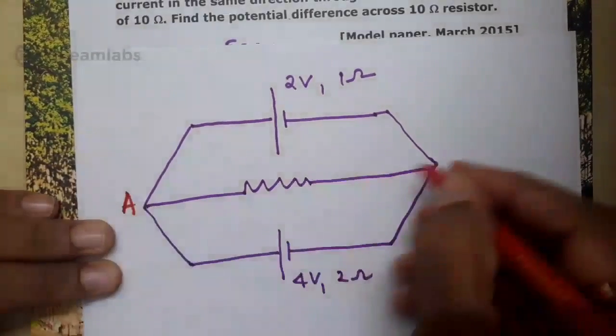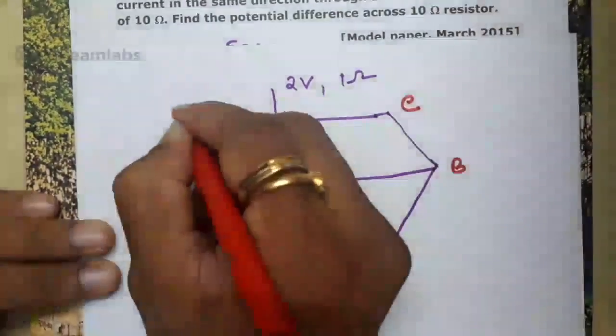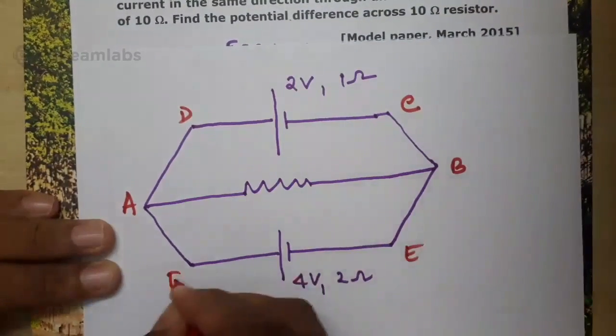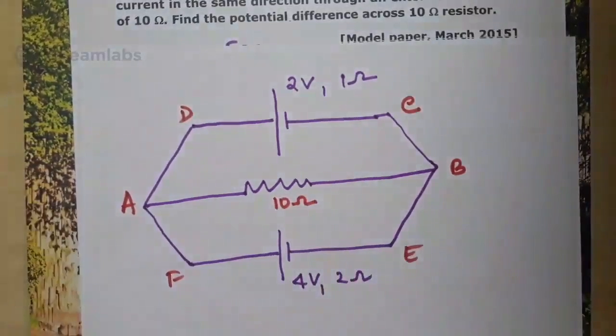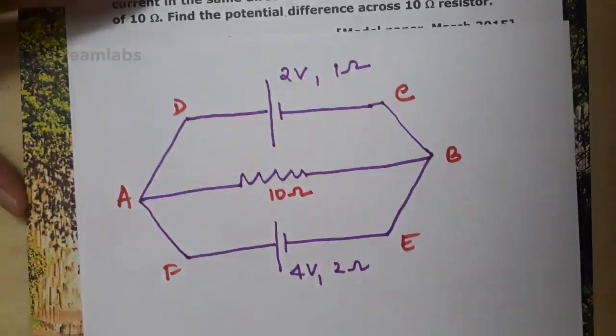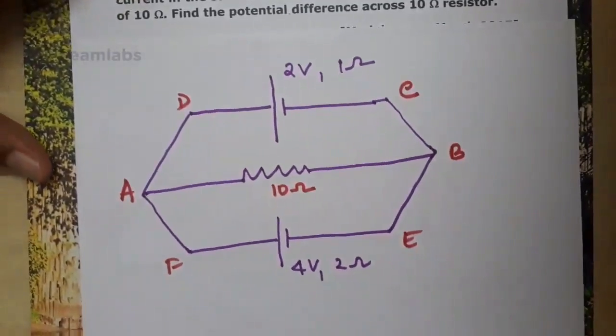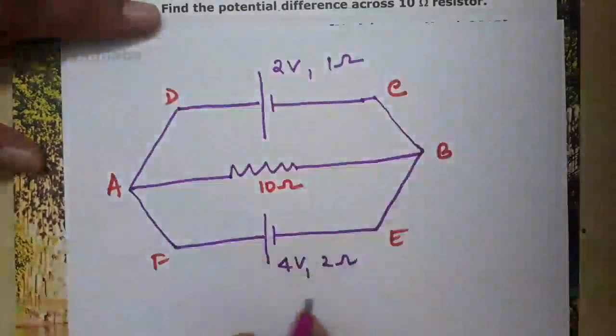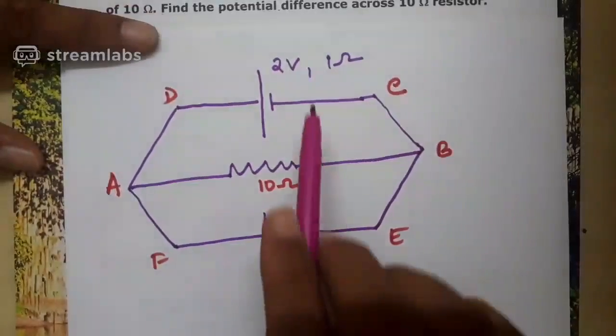I don't mind naming this as A, this as B, this as C, this as D, this as E, and this as F, and this is given as 10 ohm. Using KVL, first of all, you should decide how many branches are there. I already explained that. How many branches are here?